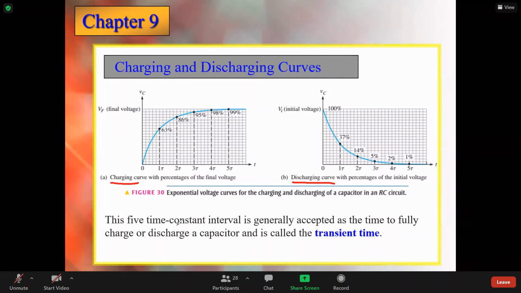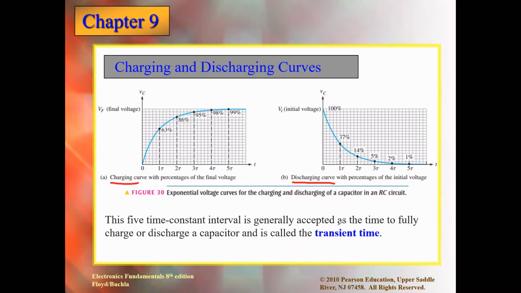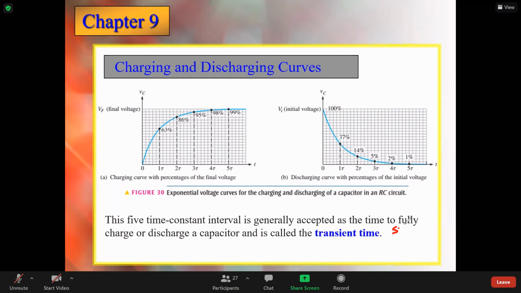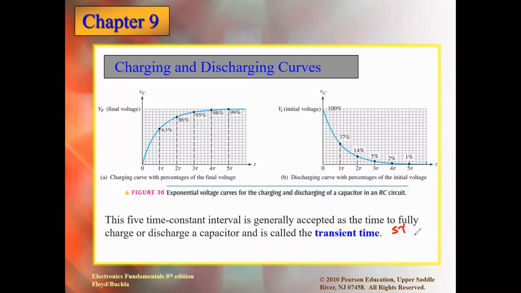Now, an interval of 5 time constants is generally accepted as the time for a fully charged or discharged capacitor, and it is called the transit time. So the time when a capacitor charges or discharges, we call the transit time, and it is equal to 5 tau, 5 time constants. In this time, the capacitor will fully charge and fully discharge, and the value of tau depends upon RC, how much value you set for R or C. Accordingly, it will charge and discharge.